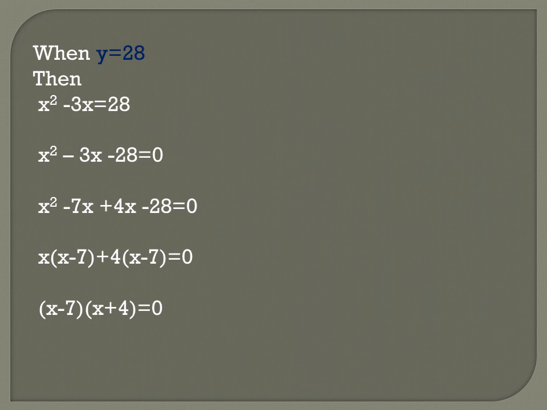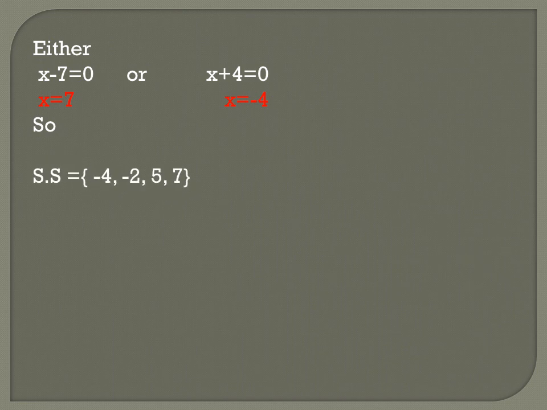Here are two possibilities, x minus 7 equal to 0 or x plus 4 equal to 0. When x minus 7 equal to 0, it will give us x equal to 7, and when x plus 4 equal to 0, it will give us x equal to minus 4. Here we get two values of x which are 7 and minus 4. So we can write these values in our solution set as minus 4, minus 2, 5 and 7.